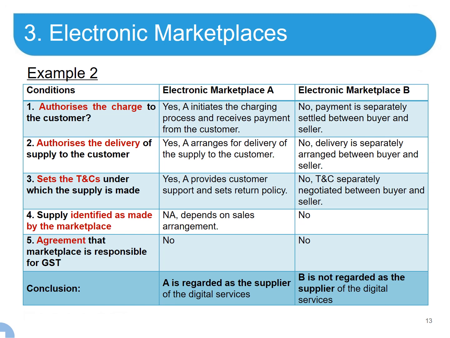In contrast, Electronic Marketplace B is a platform that purely provides listing services. For a listed item, payment and delivery is separately settled or arranged between suppliers and their customers, and Marketplace B does not set any terms or conditions under which the supply is made. Hence, Marketplace B will not be regarded as a supplier of digital services made through its platform.